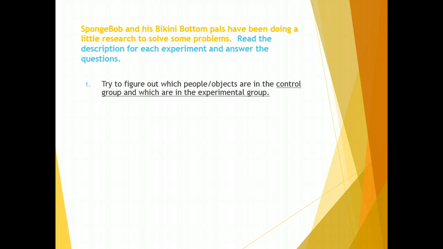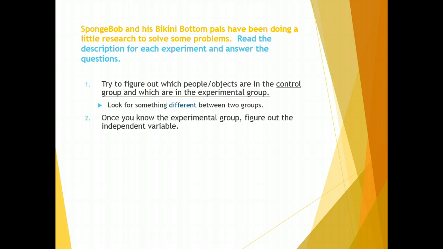So, to get started, first when you are looking at the example experiment, or the scenario as I like to call them, try and figure out which people or objects are in the control group and which are in the experimental group. If you remember from the scientific method presentation, the control group is used for comparison and it does not have the independent variable. In order to figure out which is the control and which is the experimental group, look for something different between these two groups. Once you know the experimental group, figure out the independent variable. This will be the something different that's not in the other group.